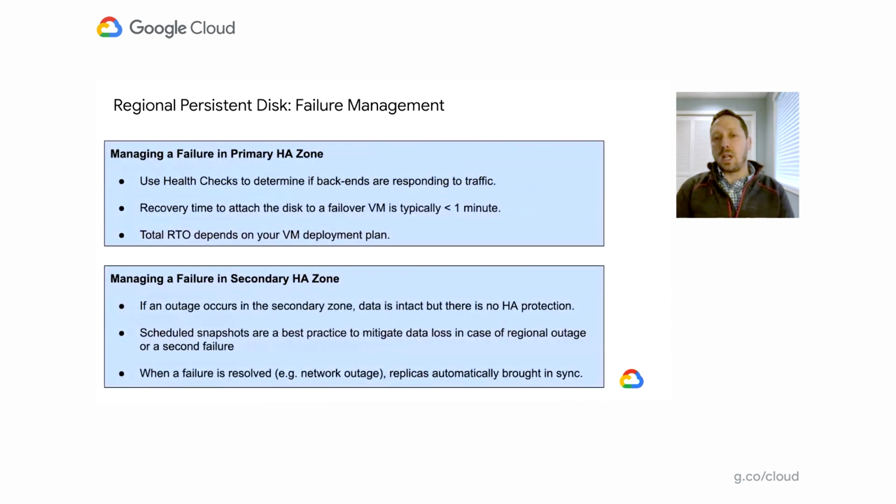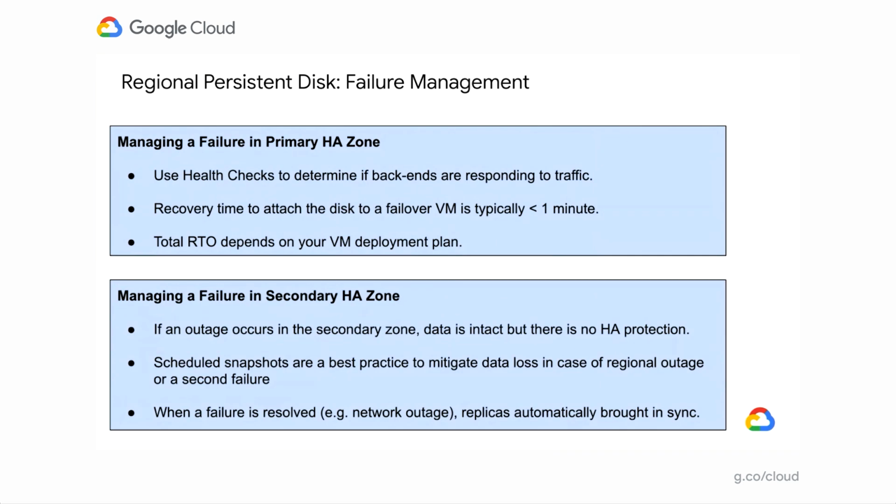So just a little more detail on the failure management that I was outlining. So you can imagine 2 scenarios. One is if you have a failure in your primary HA zone. We recommend using health checks to determine if backends are responding to traffic. So that's the way you would detect if there's a failure. If there's a failure in your primary zone and you want to fail over to the secondary zone, the recovery time needed to attach that disk to a failover VM will typically be a minute or less.